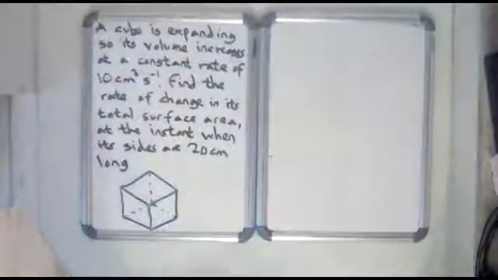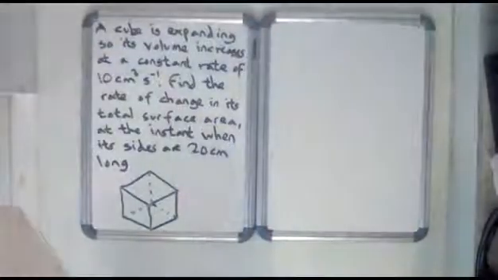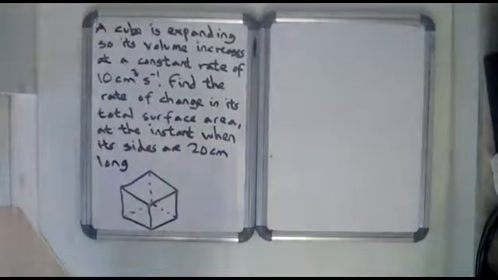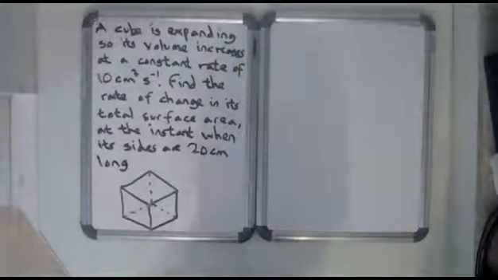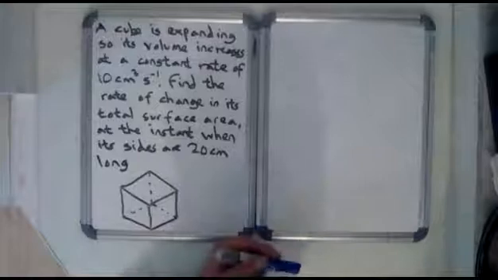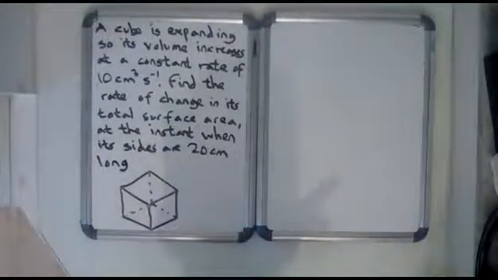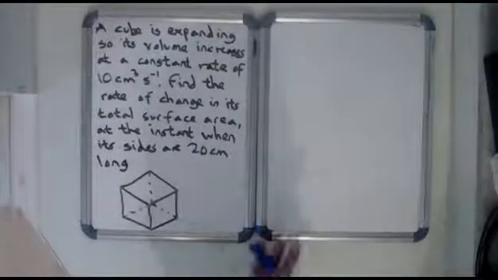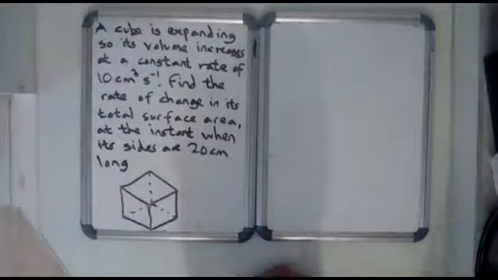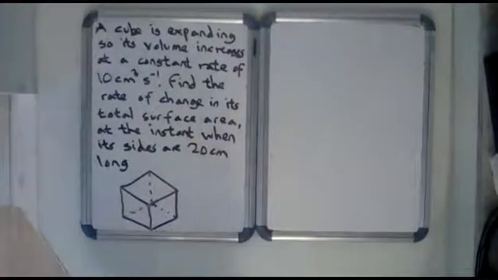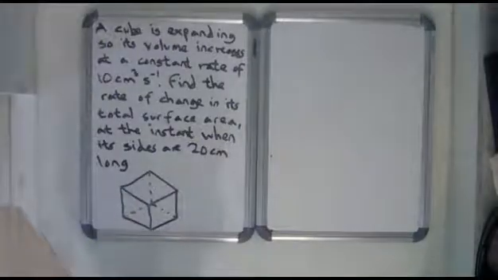Here's a related rates question to do with volume and surface area of a cube. A cube is expanding, so its volume increases at a constant rate of 10 centimeters per second. Find the rate of change in its total surface area at the instant when the sides are 20 centimeters long.